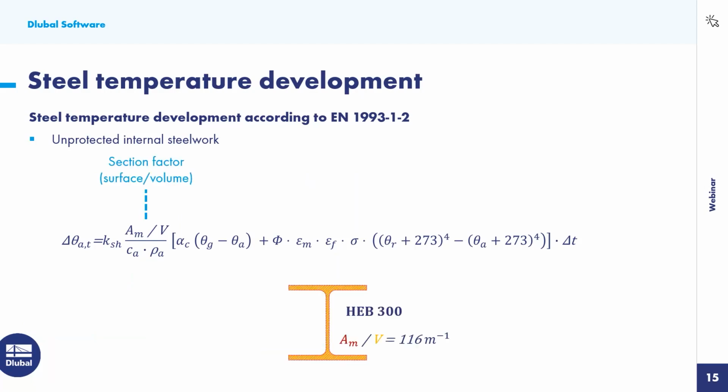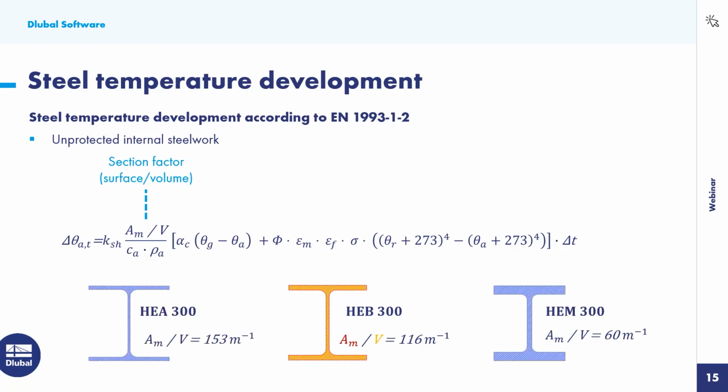However, let's take a closer look to the expression A_m/V. This ratio is also known as the profile factor and describes the ratio of the cross-section surface area to the volume per unit length, or in other words, the profile circumference to the profile area in the section. So the profile circumference for the HEB 300 here would be the dashed red line, and the cross-section area or profile area would be the yellow section.